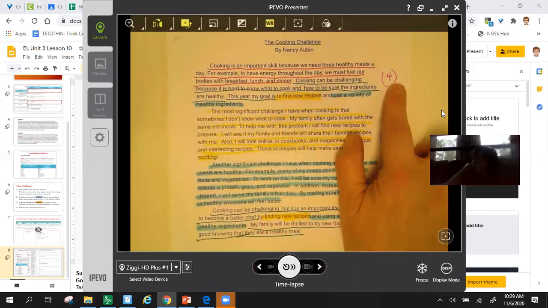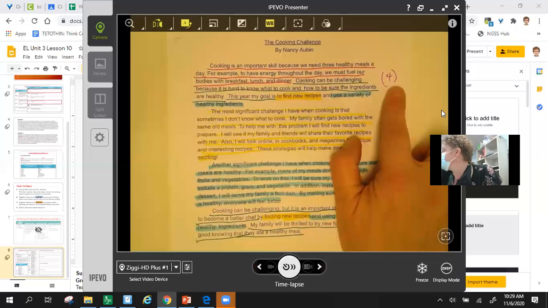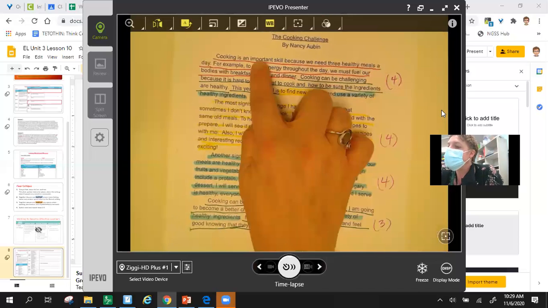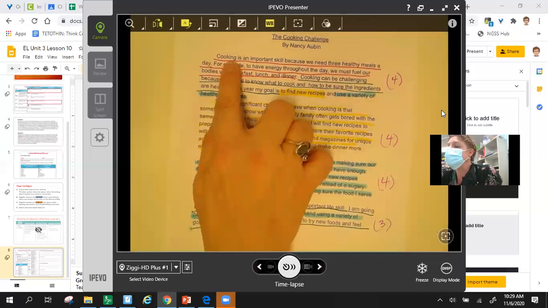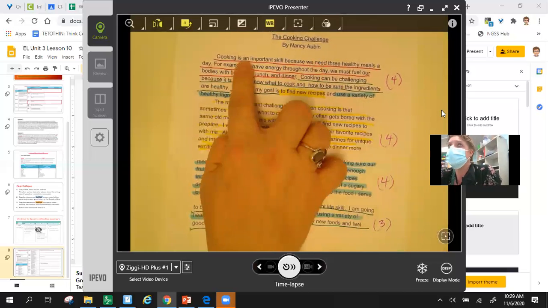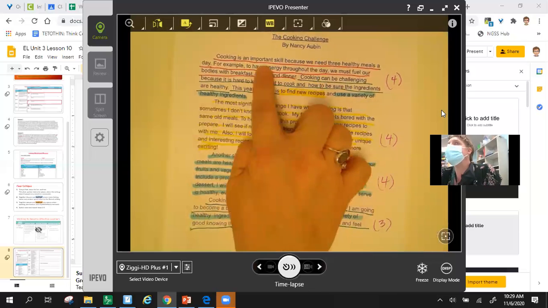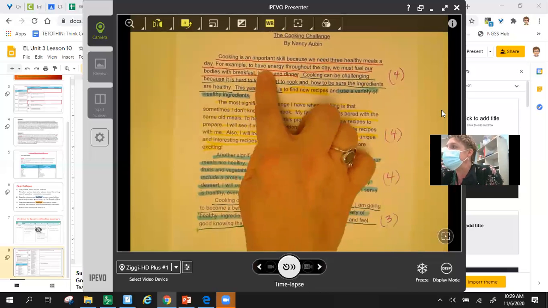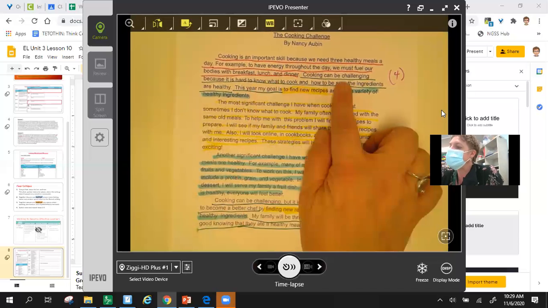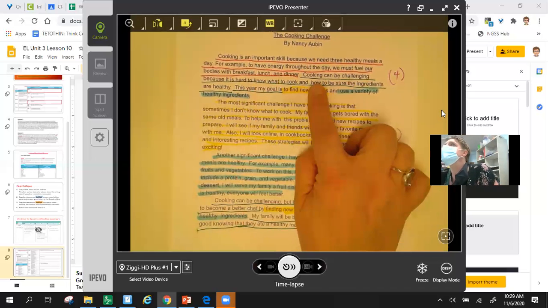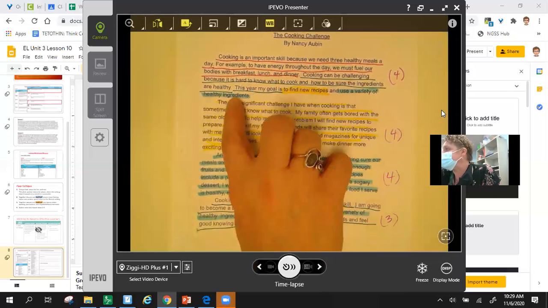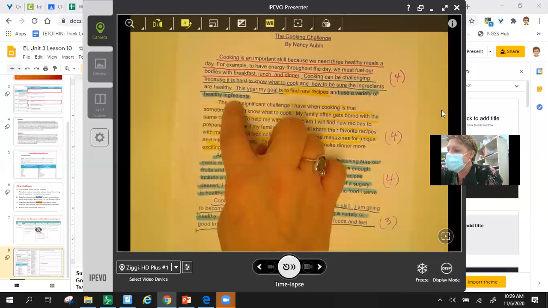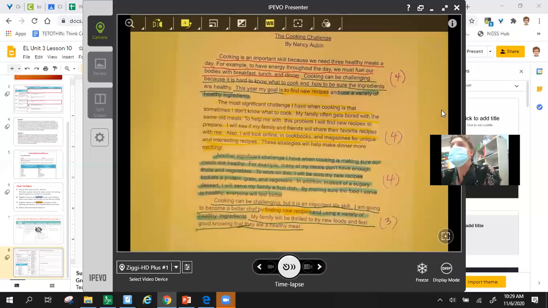You should have about how many sentences in it? 4. Our first 2 introductory sentences. The one that says cooking is an important skill, or whatever your subject is. And then, for example, why is it important? Then you have your focus statement, and then you have your sentences about your 2 main strategies. The 2 challenges in your strategies. That's 4 sentences.